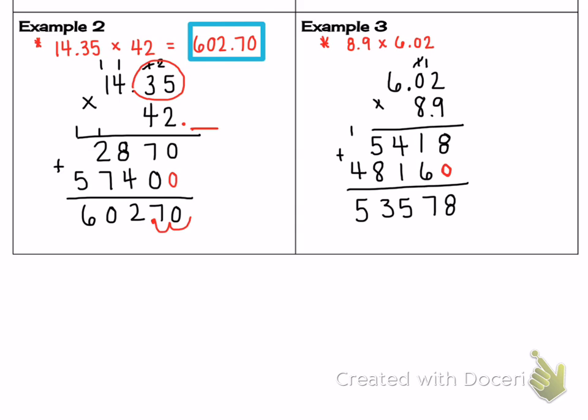To find out where my decimal point goes, I go back into my problem. I connect my decimals and circle and see that I have 1, 2, 3 numbers after the decimal. So I should go 1, 2, 3 times into the answer. The number of digits past the decimal in the problem matches the number of digits past the decimal in my answer. So 8 and 9/10 times 6 and 2/100 is 53 and 578 thousandths.